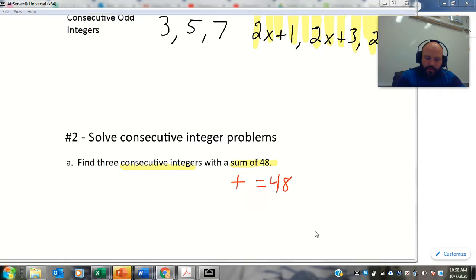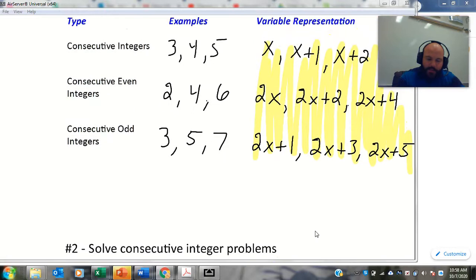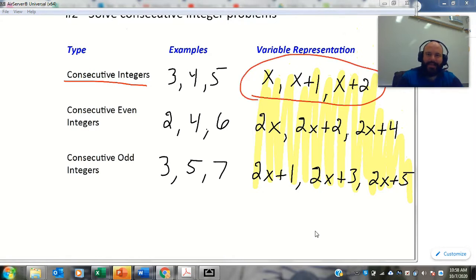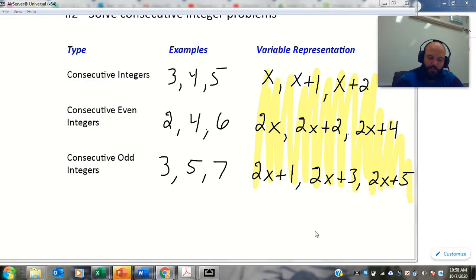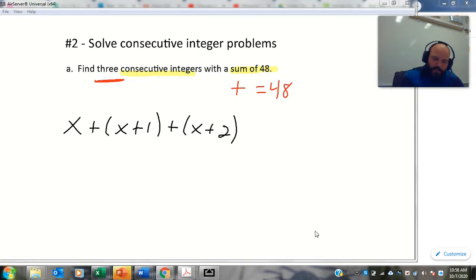So what we need to do now is to write an algebraic expression, or actually an equation, to represent this. It says we have 3 numbers, and they need to be consecutive integers. So I'm going to go back up here, and since it needs to be consecutive integers, I'm going to use this expression right here: x, x plus 1, and then x plus 2. When I write this out, the consecutive integers are going to be x plus x plus 1 plus x plus 2. So there are the 3 numbers that we're trying to figure out.